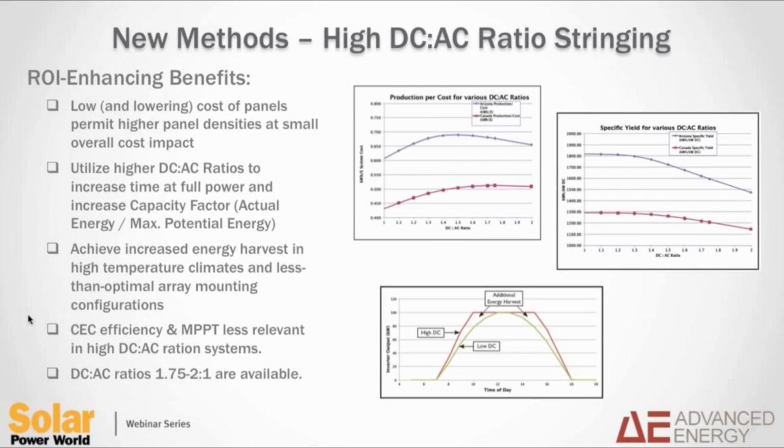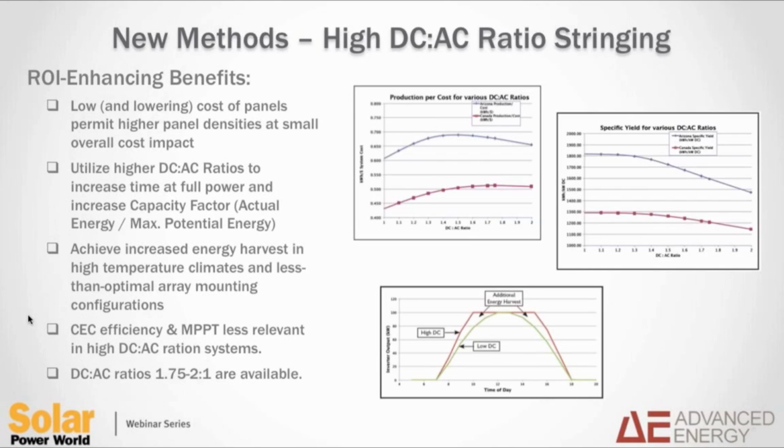Next, we'll talk about DC to AC ratios. DC to AC ratios, and specifically the use of higher DC to AC ratios to improve ROI. I think we've all seen pretty dramatic price declines in PV panels, and according to GTM, this is going to continue. I think we'll see panels down in the 40 cent a watt range by 2016. So that certainly helps ROI.